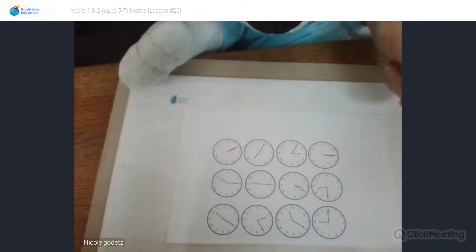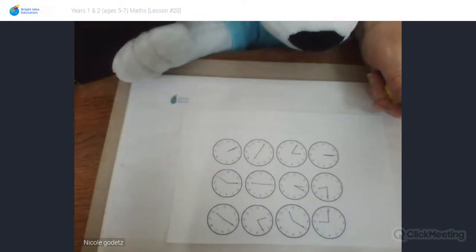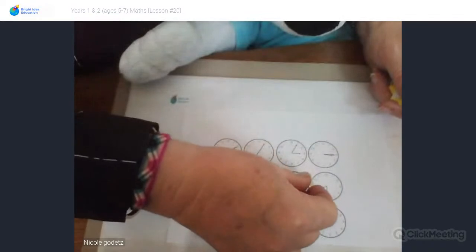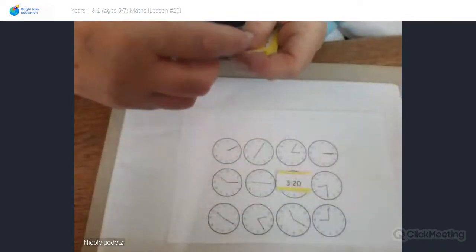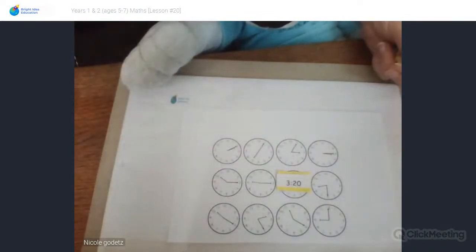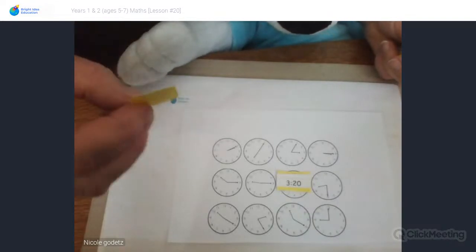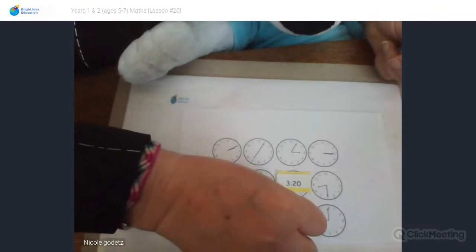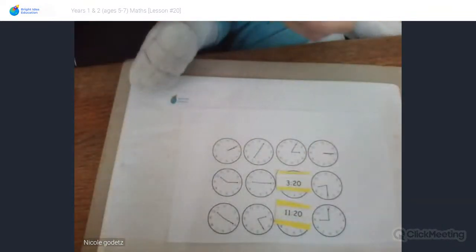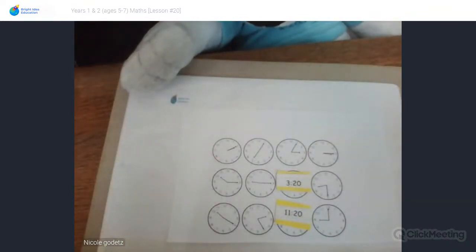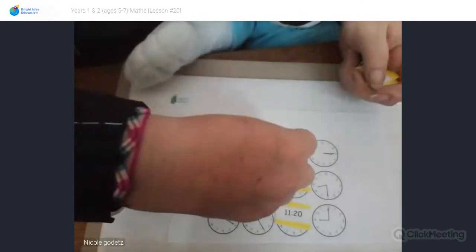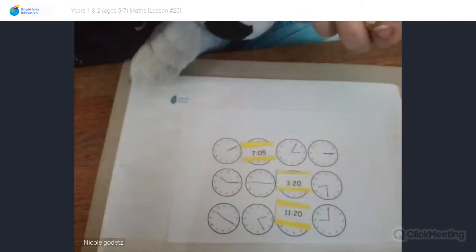The first one I have picked out is 3:20. So I'm going to put that on there. That one's gone. And the next time is 11:20. The next time I have is 7:05.